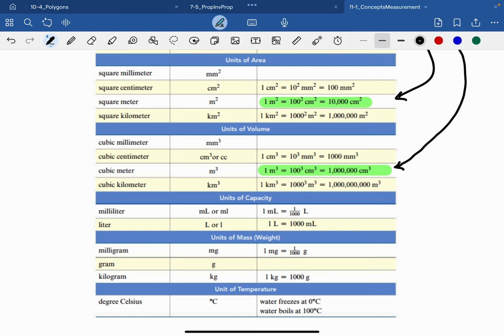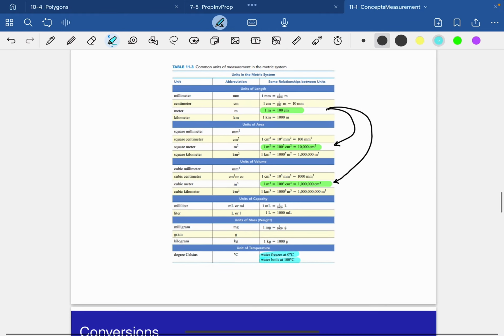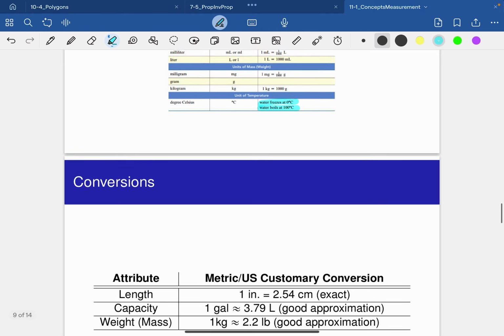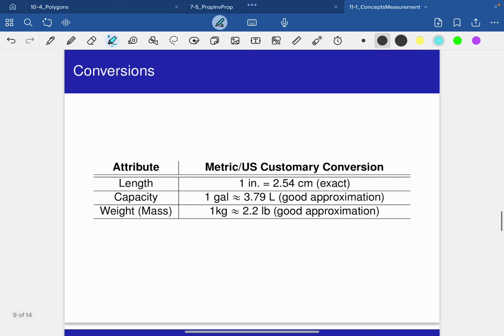It's nice that this has a very simplistic 0 and 100 scale related to water. So 0 is the temperature at which water freezes in Celsius, and 100 is the temperature at which water boils. So that was a quick description of the common units of measurement in the metric system. Since we have these two systems, we have to be able to convert between them.